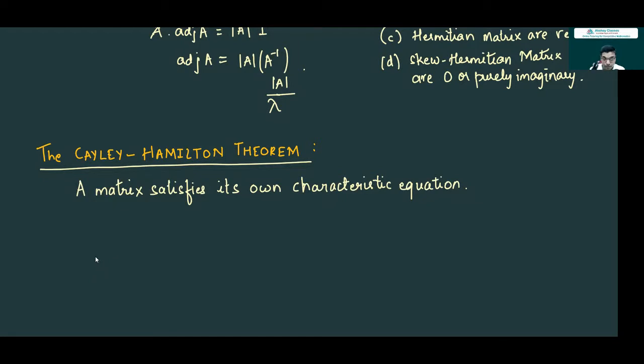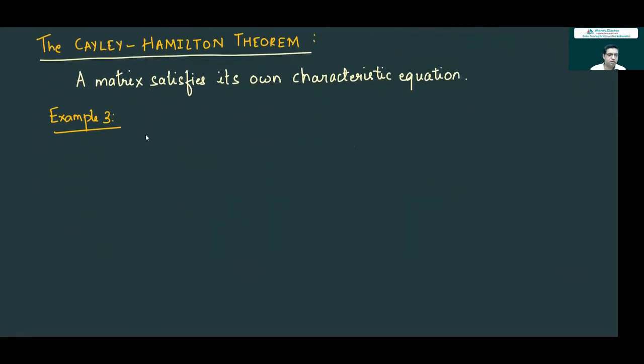So a matrix satisfies its own characteristic equation. That is the Cayley-Hamilton theorem. We will directly take an example and show this. Let A be [2 -1 1; -1 2 -1; 1 -1 2].